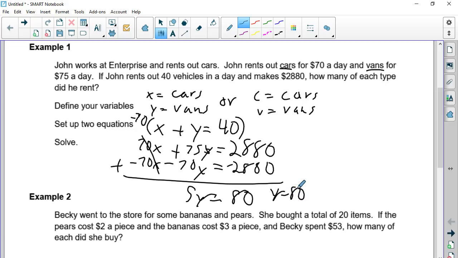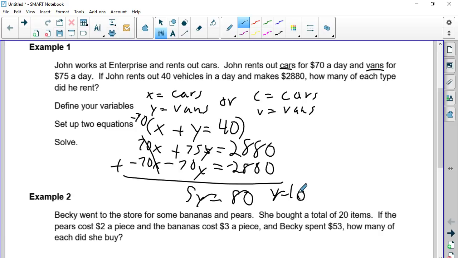No, don't. That's just silly. I don't know what I'm doing there. I don't know how I divide. I'm not good with numbers. So let's try that again. 80 divided by 5 is 16. That's much better. Okay? There has to be 16. It can't be 80 because there's only 40 vehicles rented that day.